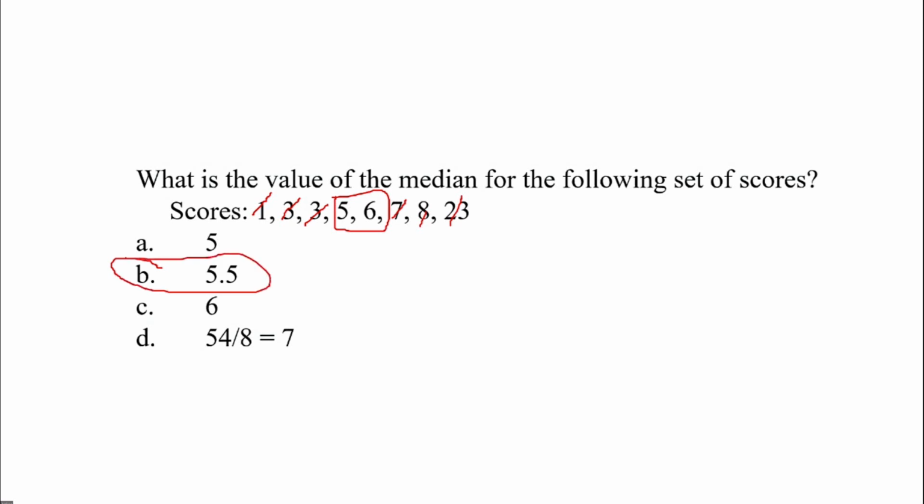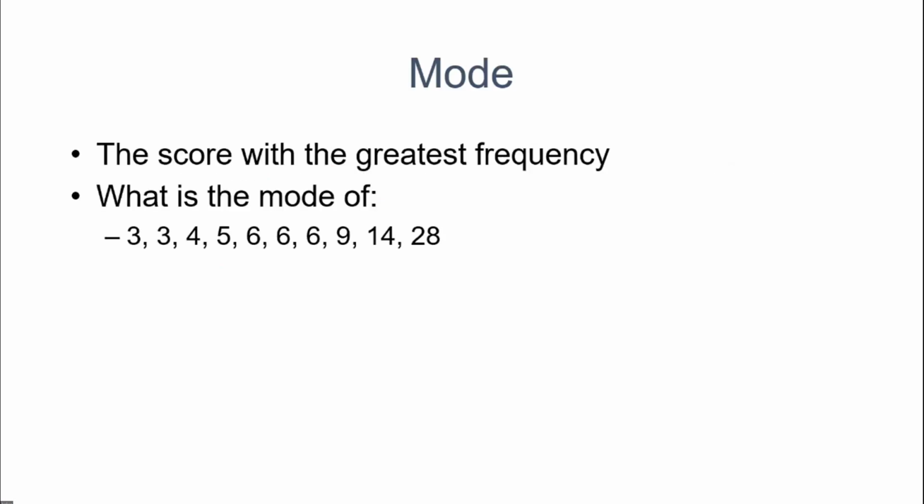Okay, so the median is actually a pretty good number. It tells us a lot about our data. Another measure of the middle is the mode, and this is the number that's the most frequent. So in this example here, 3, 3, 4, 5, 6, 6, 6, 9, 14, 28, 6 is the number that we see most frequently, so that becomes our mode.